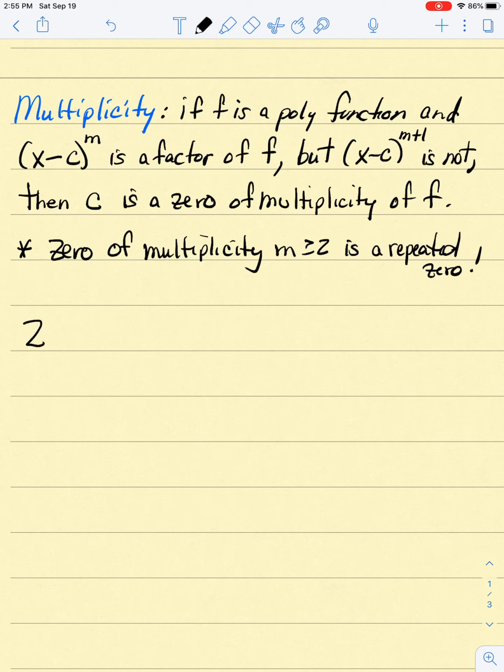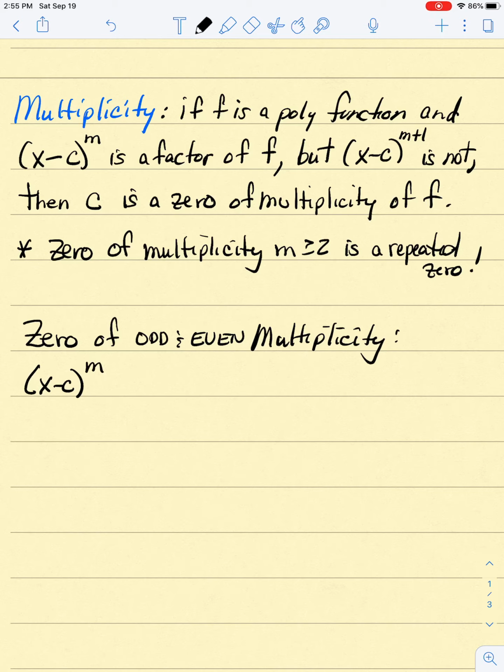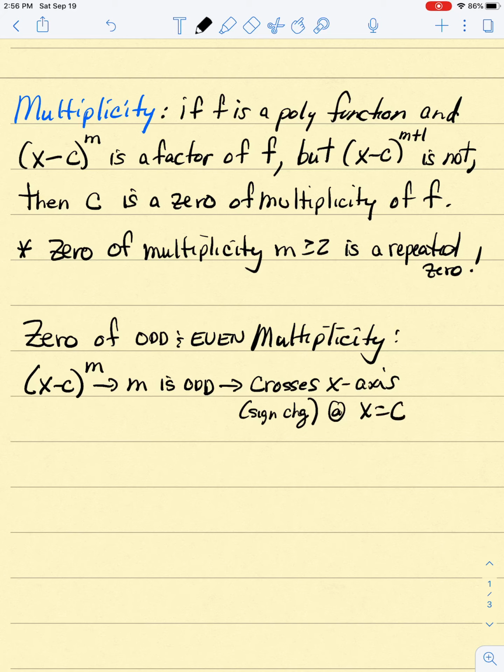All right, so here's the bottom line. The zero of odd and even multiplicity. If we have a factor (x - c)^m, some exponent m up there at the top, and we observe that m is odd, what this is going to mean to us is that our graph crosses the x-axis, meaning we're going to have a sign change happen at the zero x equals c. Again, that's if m is odd. We're going to cross the x-axis.